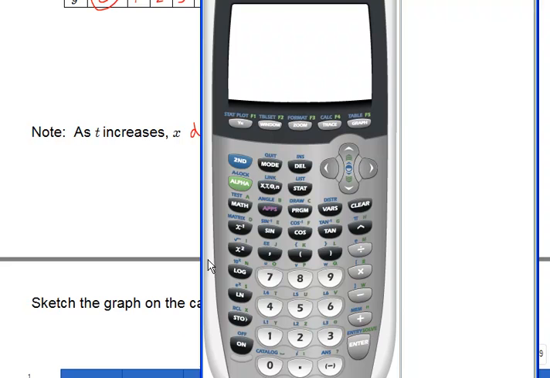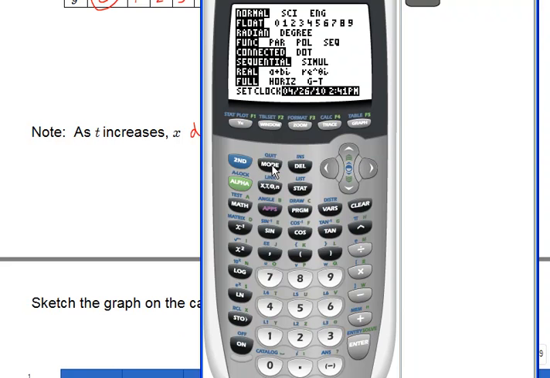And what we want to do first is change our mode. Normally we're in function mode, occasionally we're in polar mode. For this lesson we want to be in parametric mode. So that's PAR right over here next to function. You want to hit enter and highlight it.